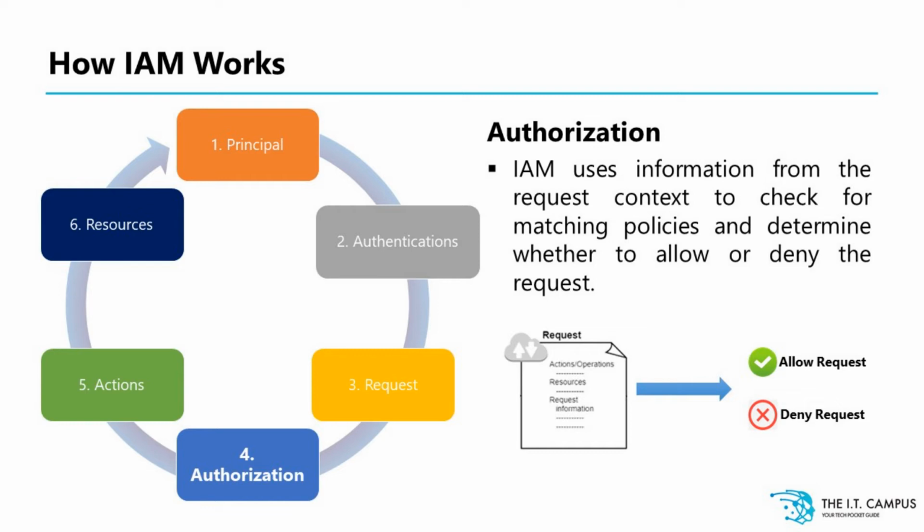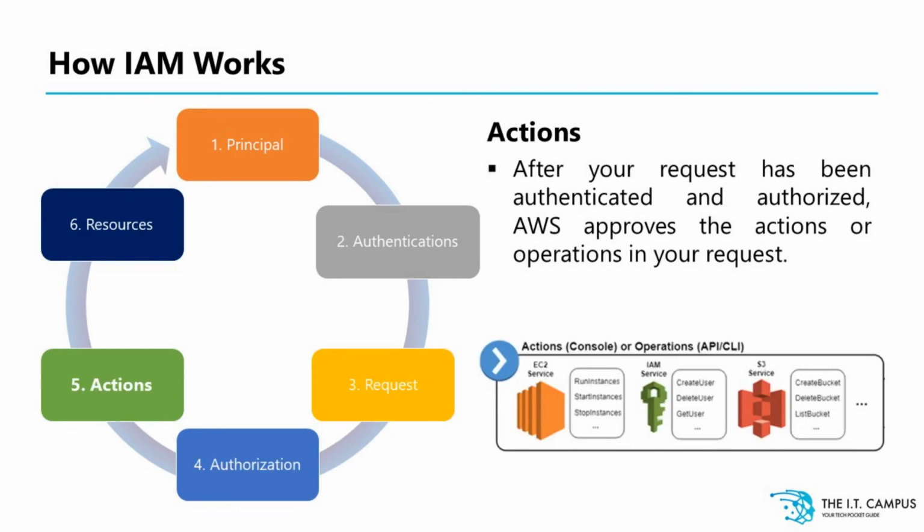Because requests are denied by default, AWS authorizes your request only if every part of your request is allowed by the applicable permission policies. Actions. After your request has been authenticated and authorized, AWS approves the action or operation in your request. Operations are defined by a service and include things that you can do to a resource, such as viewing, creating, editing, and deleting that resource. For example, IAM supports approximately 40 actions for a user resource, including create user, delete user, get user, update user. To allow a principal to perform an operation, you must include the necessary action in a policy that applies to the principal or the affected resource.